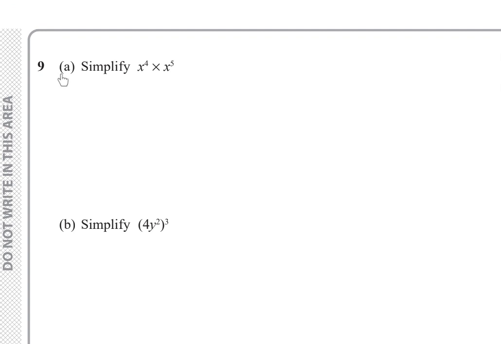Number 9. A. Simplify x power 4 times x power 5. When you multiply, add the powers, so x power 9. B. Simplify 4y squared all power 3. Distribute the power, so 4 power 3, y power 2 all power 3. 4 power 3 equals 64. Y power 2 all power 3, multiply the powers, so y power 6.